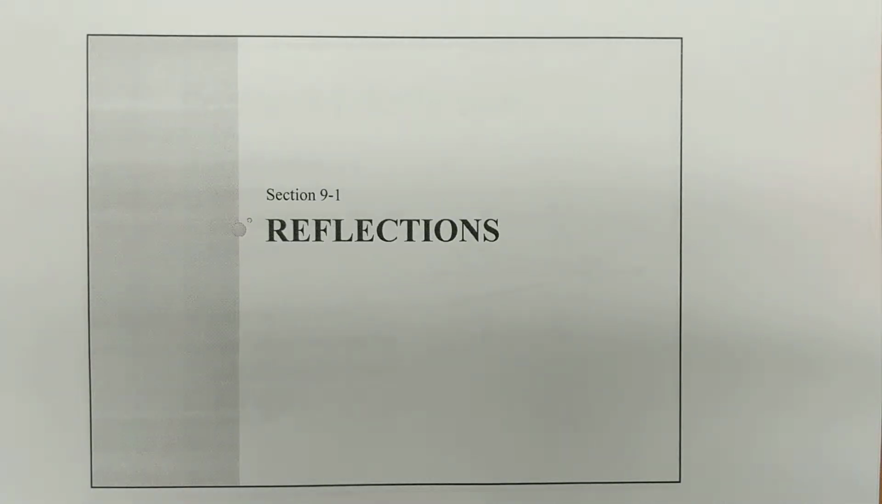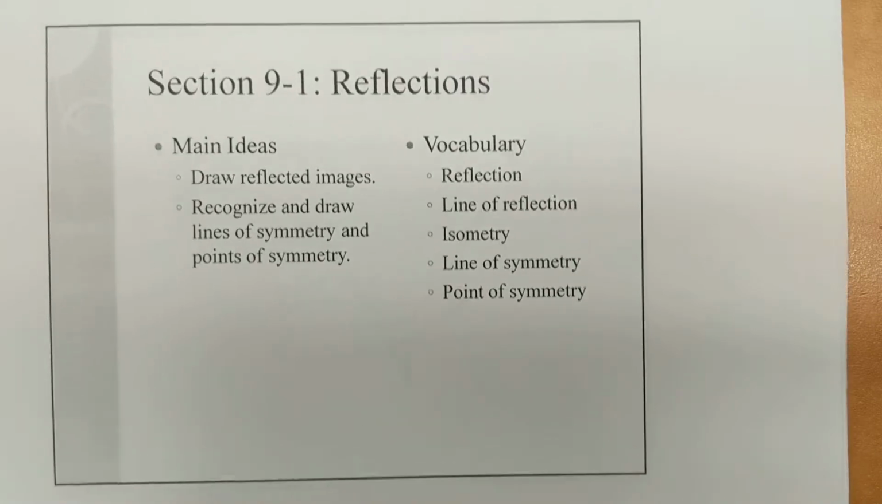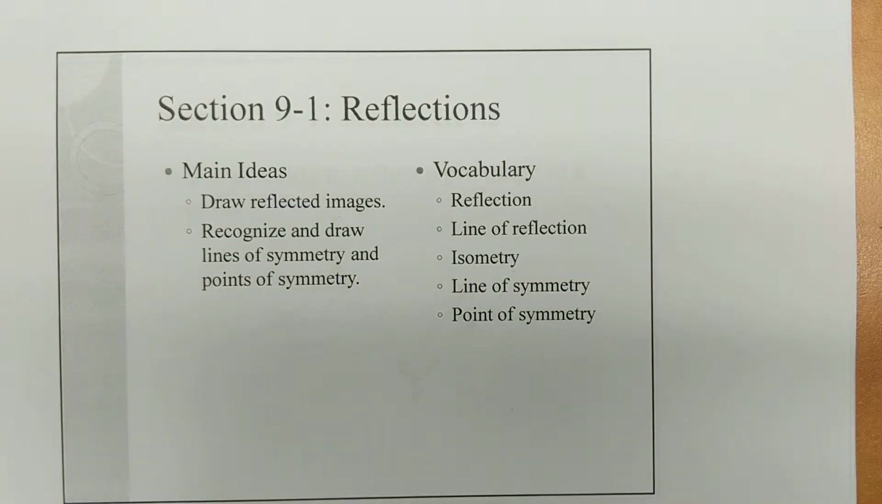All right, here we have section 9.1, which deals with reflections. So there's our main ideas: draw reflected images, and then recognize and draw lines of symmetry and points of symmetry. And then 5 vocab words: reflection, line of reflection, isometry, line of symmetry, and point of symmetry.